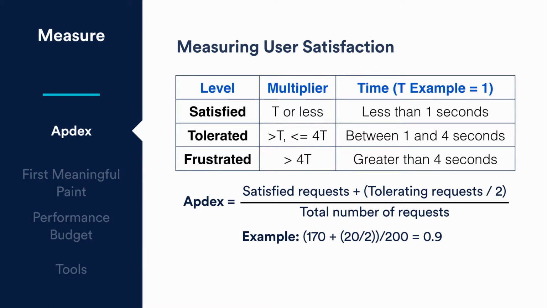An example of that would be if your application has 200 requests, 170 of those requests take less than 1 second to load, 20 of those requests take between 1 and 4 seconds to load, and the remaining 10 requests take more than 4 seconds, so you just disregard them. And so you divide that by 200, and you get 0.9, which is your Apdex score. And 0.9 is actually a very good value with a 1 second response time, and usually indicates that you're doing things right.